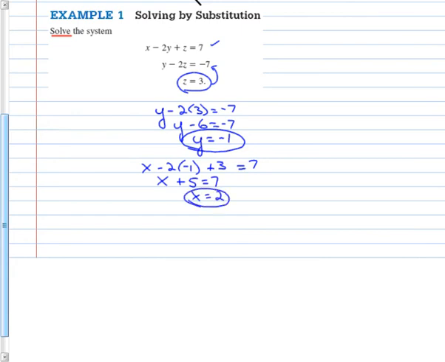Now this is an ordered triple. X, comma, y, comma, z. So our solution of this one is 2, comma, negative 1, comma, 3. So triangular form is a very convenient form. One thing is solved for, back substitute, and we get all the rest of it. So if I was going to guess, we might want to get it into triangular form.